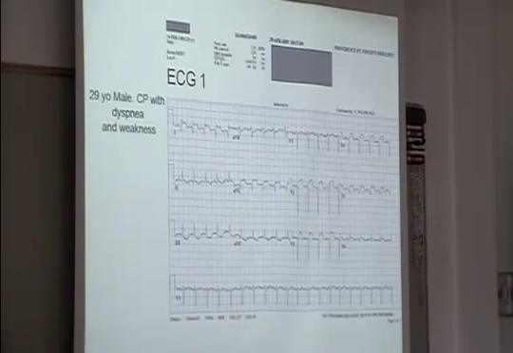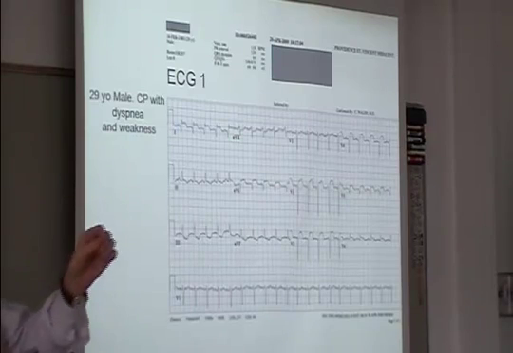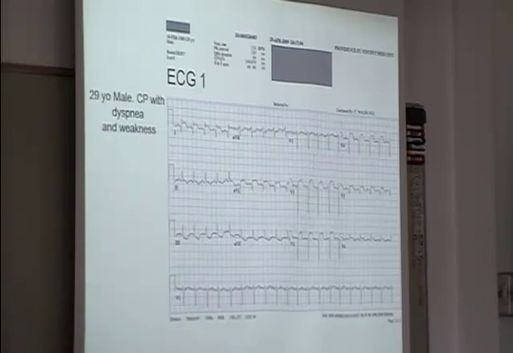So I'm going to show you some real cases. These are cases that came to us from the field and whatnot. So this is a 29-year-old male with chest pain, dyspnea, and weakness. When I showed this to the PMG internists, I actually created a little quiz for them, and they had to check and make the diagnosis, and they could grade themselves afterwards.